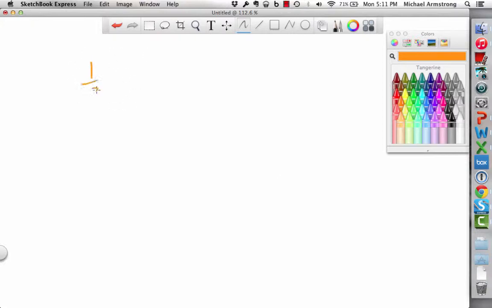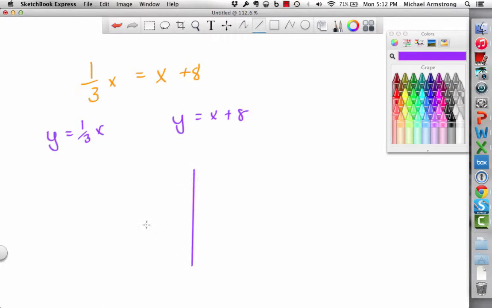1/3 x is equal to x plus 8. This should be the last example that we're doing, and you ought to be able to figure it out from there. All right, so this is equal to that, so we can say that y is equal to 1/3 x. And we can also say that y is equal to x plus 8. Notice here that there's no b, there's no y-intercept, which just means it goes right through the origin, which means that this graph intersects right in the middle at 0, 0, right here.